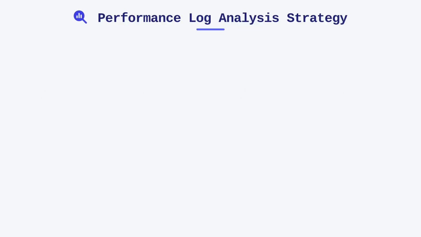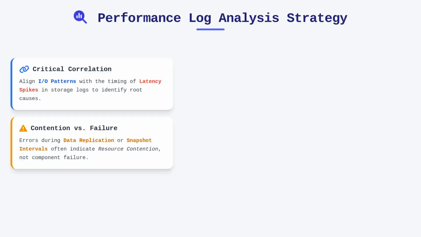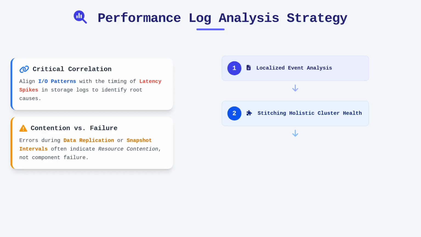When you are reviewing performance-related logs, pay close attention to the correlation between I/O patterns and the timing of latency spikes in the storage logs. If you notice a high concentration of errors during periods of heavy data replication or snapshot intervals, you might be looking at a resource contention issue rather than a failure of an underlying component. Advanced analysis involves stitching together these localized events to gain a holistic view of the cluster health, which enables informed decisions regarding hardware replacement or configuration refinements.